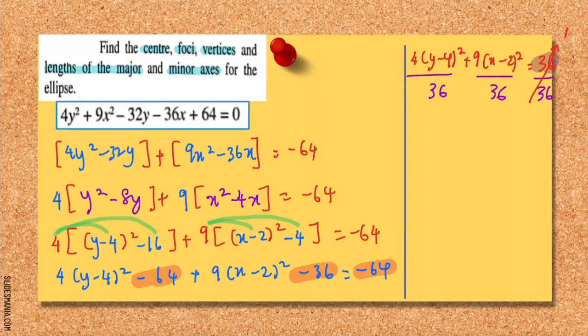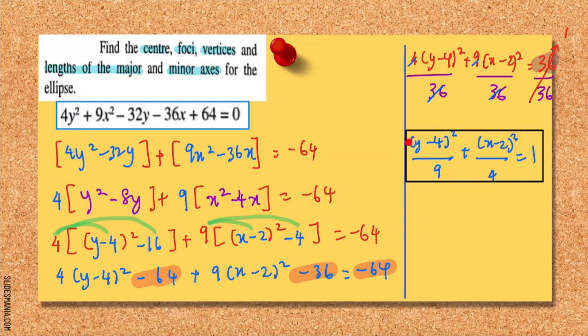And then let us solve this. 4 divided by 36 and then 9 divided by 36. Therefore, you'll get (y minus 4) squared over 9 plus (x minus 2) squared over 4 equal to 1. Therefore, this is now your standard equation of ellipse.